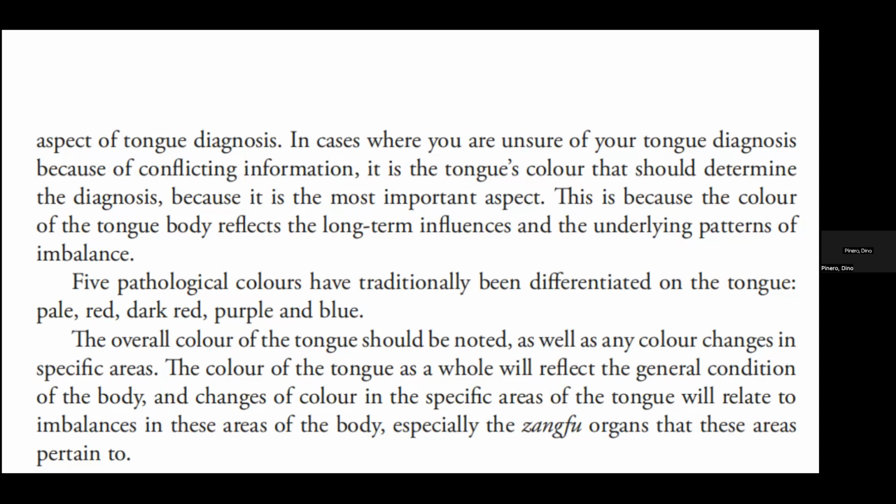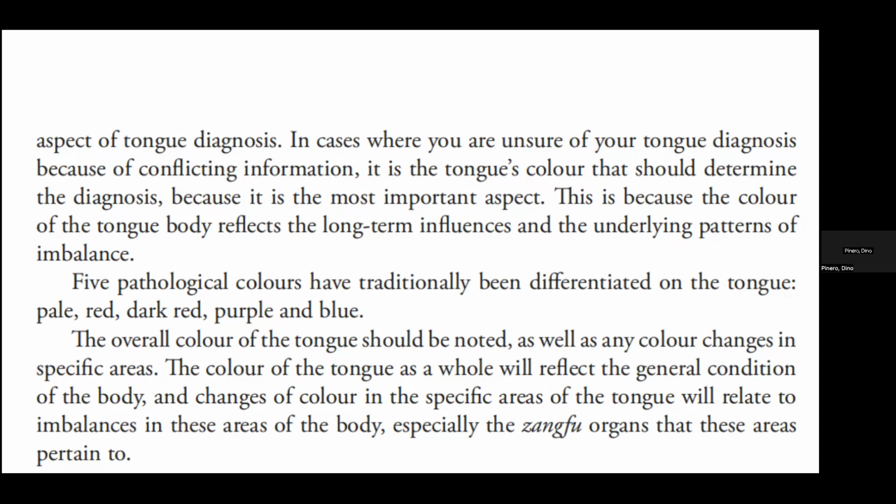Five pathological colors have traditionally been differentiated on the tongue. So remember, these are the basic colors: pale, red, dark red, purple, and blue. The overall color of the tongue should be noted, as well as any color changes in specific areas. So the overall color of the tongue is the first thing we should get or know, as well as the changes in the specific areas or organs that signify changes in coloration.